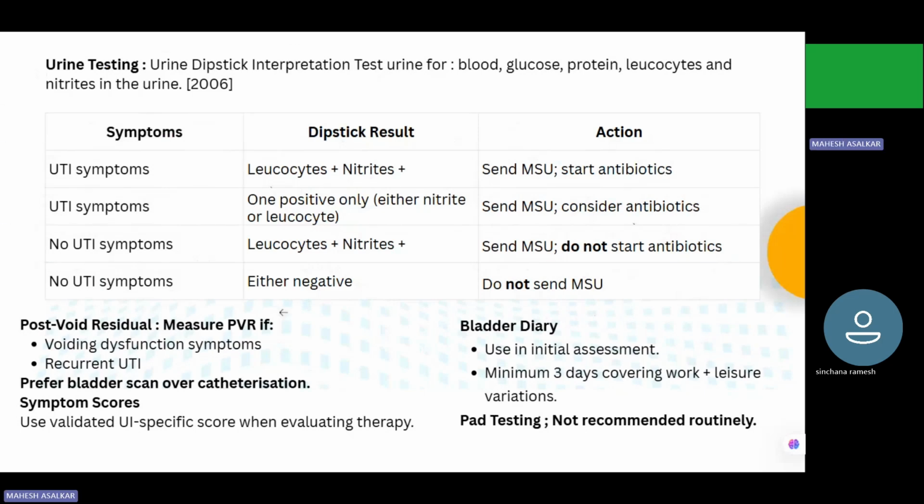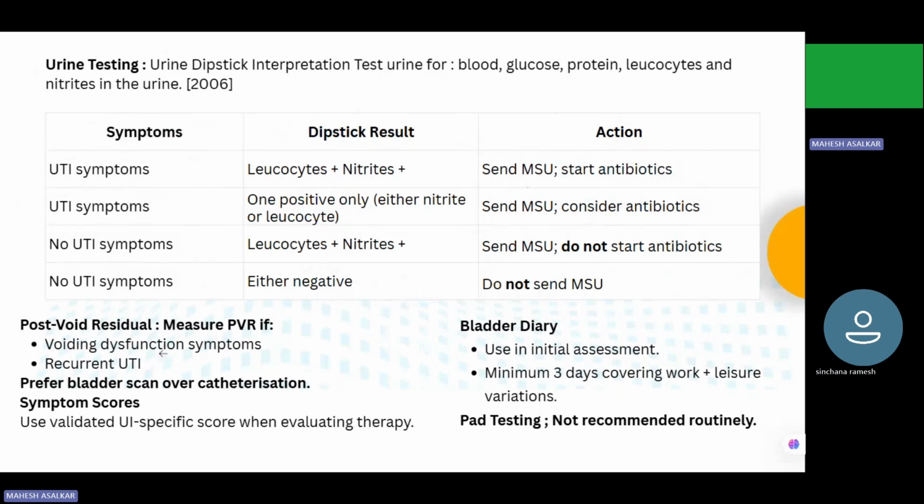Okay, so generally they ask you this type of question here. You have to see whether both are positive or not, whether the patient is symptomatic or not, and what the requirement will be, MSU and antibiotics. The appropriate option you need to select. Here you will start antibiotics. Here you will consider antibiotics. Here you will not start the antibiotics. You will only send the MSU. Is this clear to you, doctor? Yes, sir. Okay, yeah. There should not be any confusion, and you should not lose marks for such a simple question.